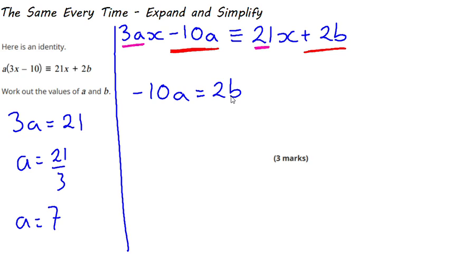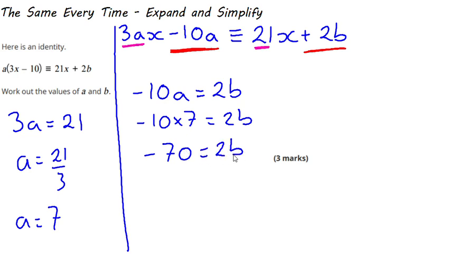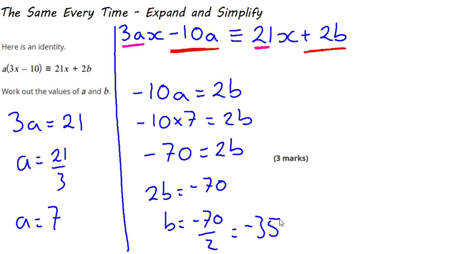Now negative 10 times a. I already know what a was. A was 7. So negative 10 multiplied by 7 equals 2 times b. Negative 70 equals 2 times b. So we're getting somewhere here. I've got 2 times b equals negative 70. So b must be negative 70 divided by 2, which is negative 35. So that's it, I get myself the 3 marks.